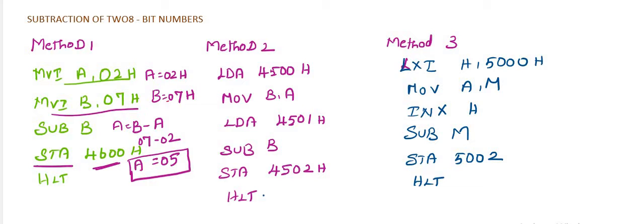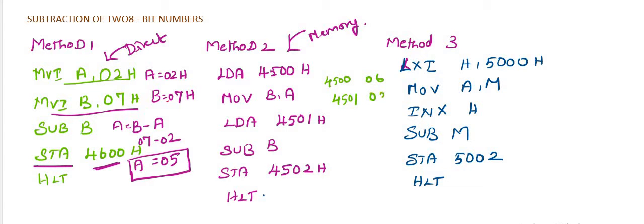Next, we will move on to method 2. In method 1, we gave the direct values. In method 2, we are considering memory locations. Let us take 4500 as the memory location, where we have the value 06. Then at 4501 we have the value 02. Next we have to store the result at location 4502. We have to find the answer.